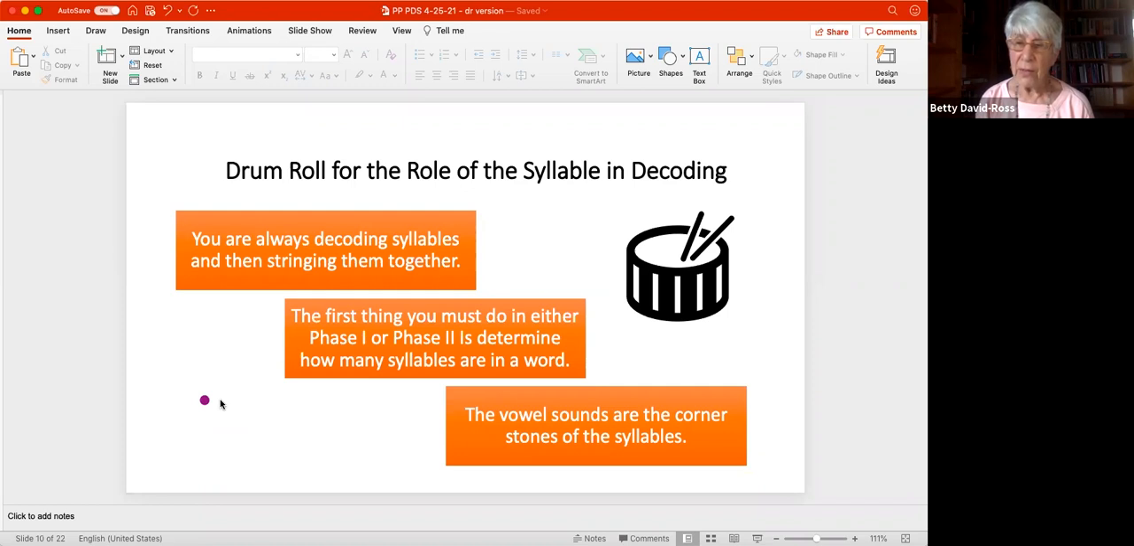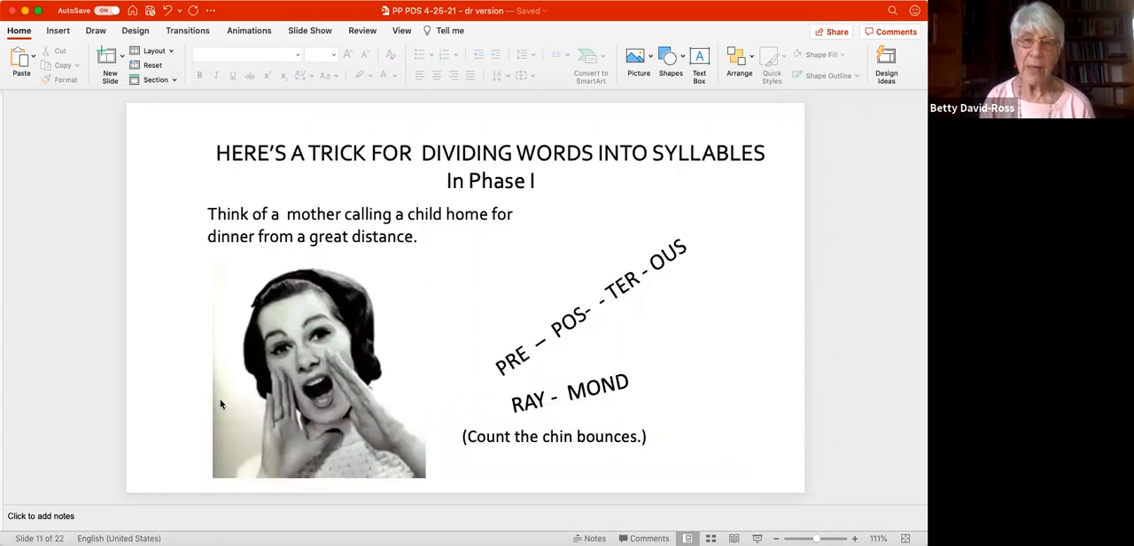And the vowels are the cornerstones of the syllables. And except for the second syllable of rhythm, which I discovered literally has no vowel letter in it, you can be guaranteed a vowel letter in almost every syllable. And you have to look for them. You have to become a vowel hunter. Okay, now we're dealing with phase 1, not phase 2. So here's a trick for dividing words into syllables in phase 1. Remember, you're working from the sound. The system for determining syllables in phase 2 is very different because you're not doing it by sound. You're doing it visually with the letters.